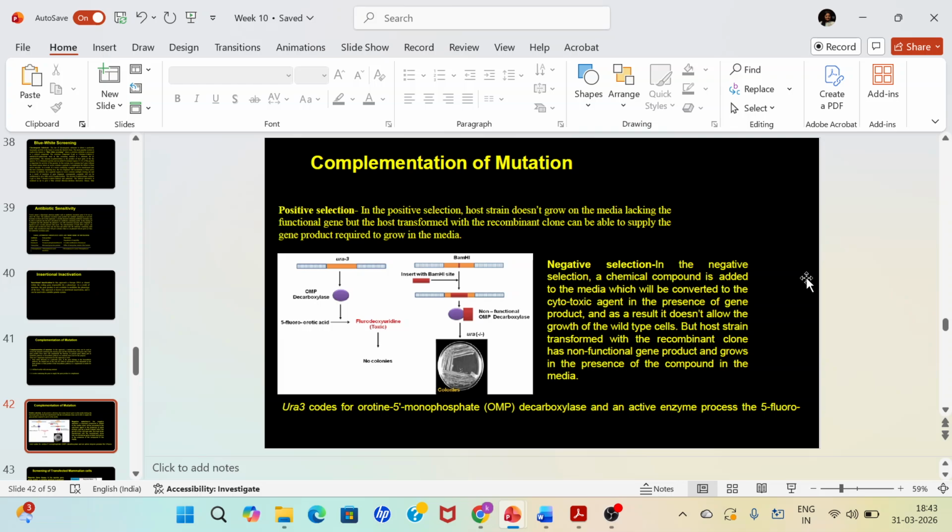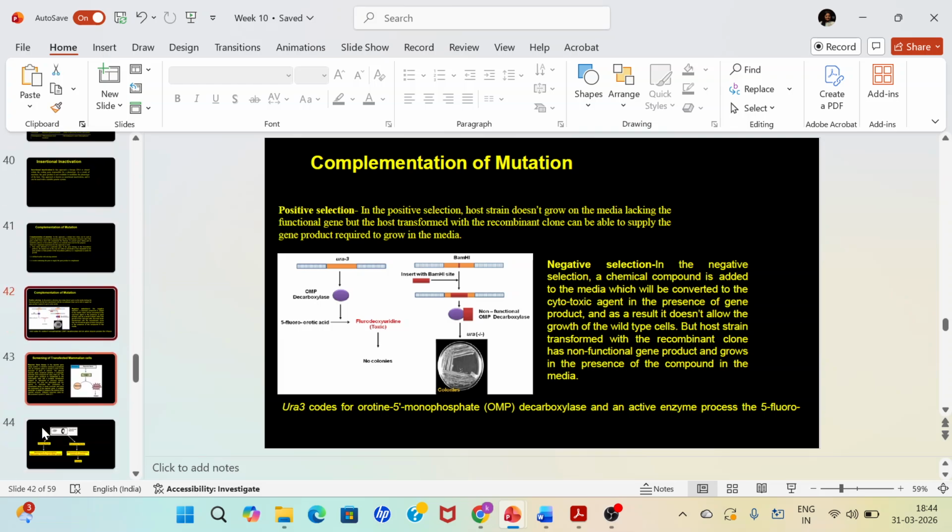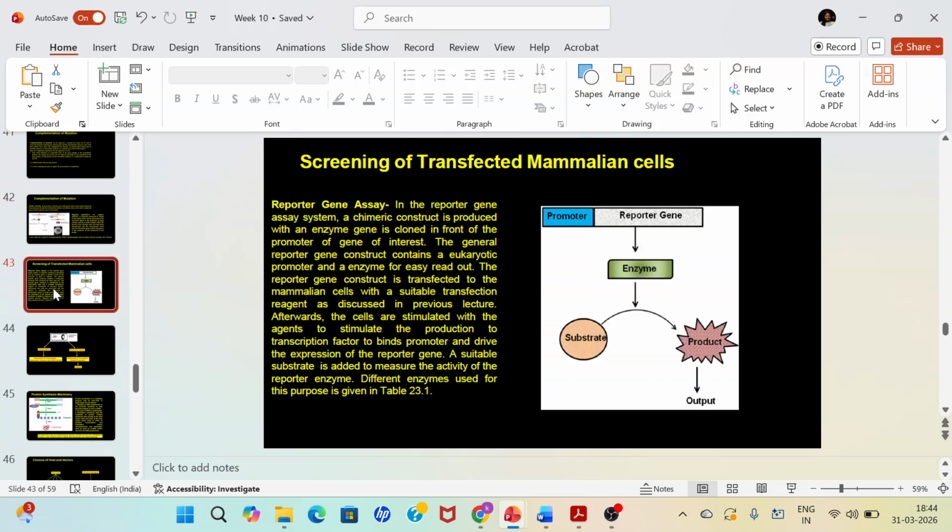So basically insertional inactivation of that particular gene has happened, and the cells are grown in the presence of the compound in the media. When the insertional inactivation has happened, then obviously it won't form the cytotoxic product, and the cells will be able to grow. Okay, so these kinds of selections are generally done when we are talking about the complementation of the mutation. Okay, the screening of transfected mammalian cells.